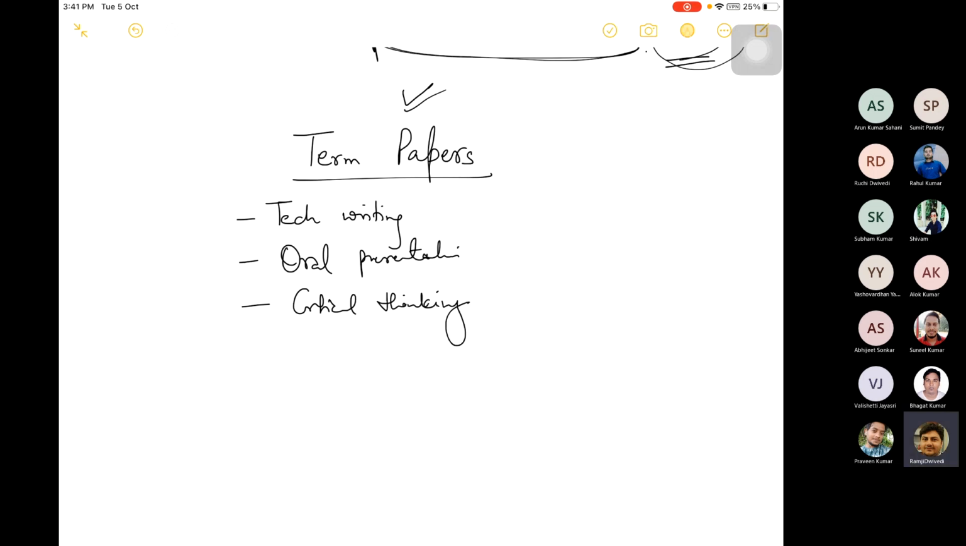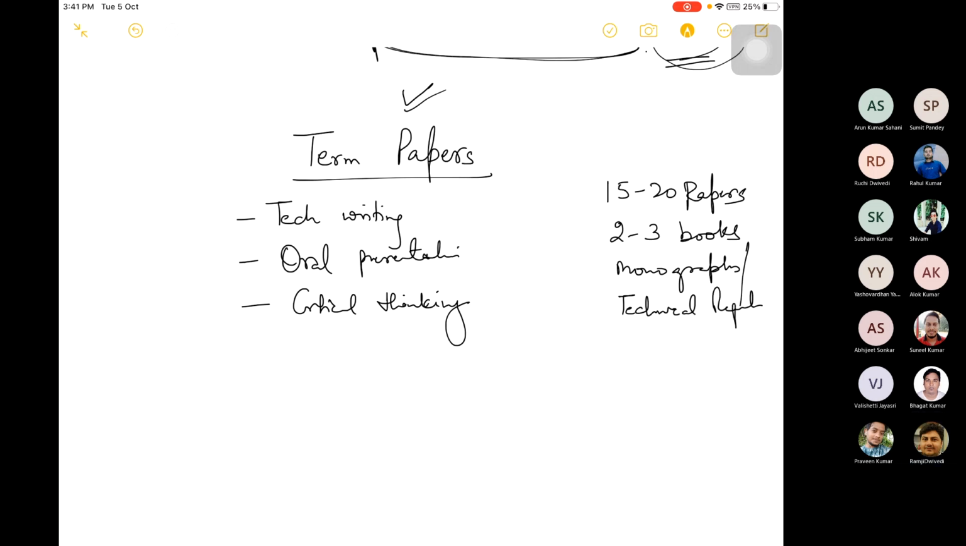So basically, for term papers you will be reading maybe 15, 20 papers, probably 2, 3 books, and certain monographs or technical reports published by quality universities or certain research groups. Technical reports will include theses also, as well as certain project reports or simply reports. Sometimes various research groups simply publish these project reports or technical reports or notes, whatever you can call it.